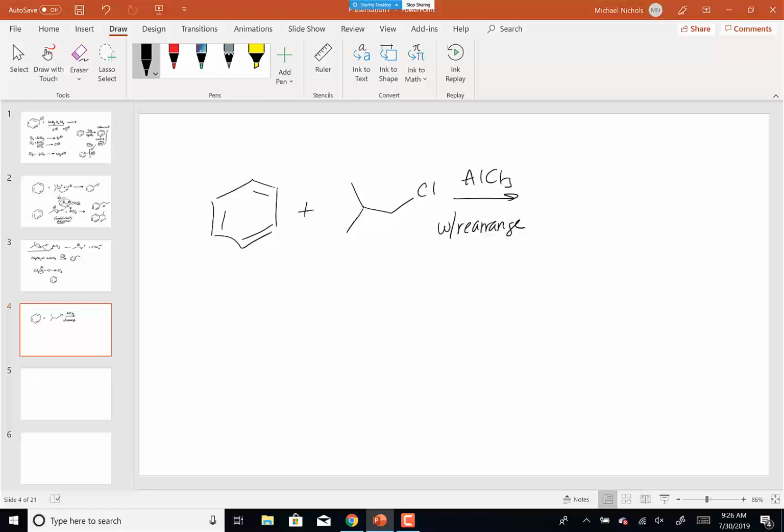You're missing a carbon. There's a fourth carbon. So as the carbon-chlorine bond breaks and the chloride goes to the aluminum, this hydrogen then shifts over, and I end up then with another tertiary butyl carbocation, and so that's going to add to the benzene ring.